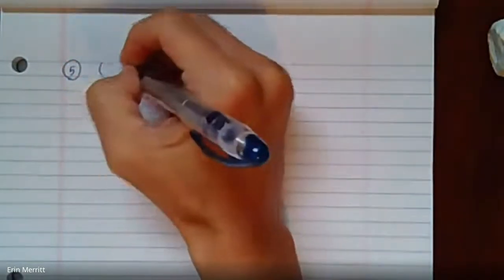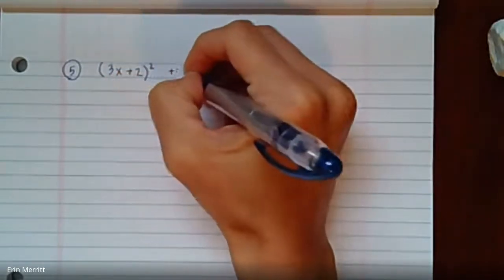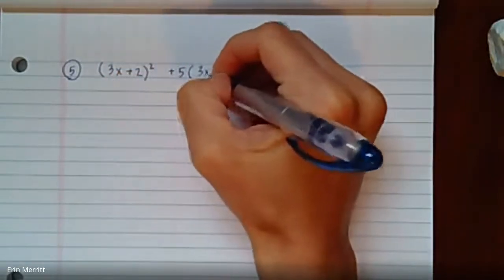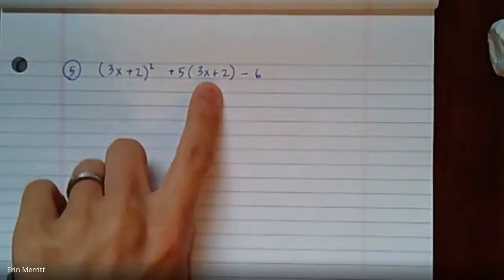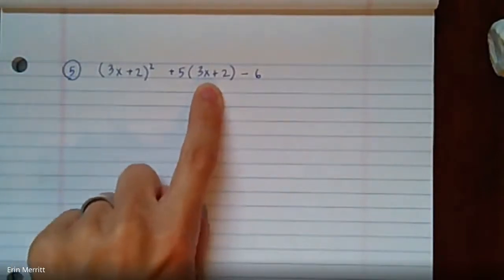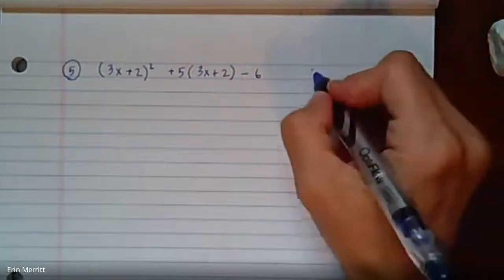All right, so I'm going to give you parentheses 3x plus 2 squared plus 5 times 3x plus 2 minus 6. So when you look at this, I don't want to multiply stuff out. That's doing the opposite of what my goal is, because the directions are still to factor. But I see the same expression in both the parentheses. That's what I want to let the dummy variable represent.